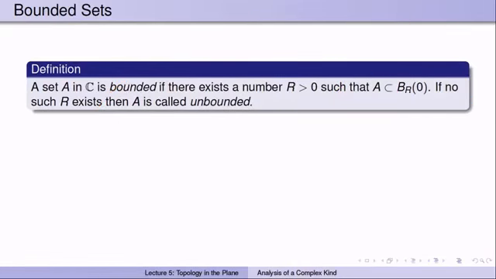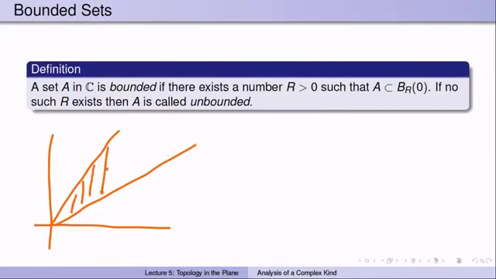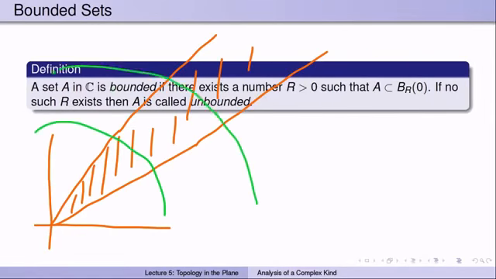On the other hand, a set for which I cannot find such an R is called unbounded. So what are examples of unbounded sets? Here's one example. Suppose I take 2 radial segments, and A is the set between these 2 radial segments. Well, that keeps going and going. No matter what radius I choose, I'm just not going to capture it all because it just keeps going. So this set will be an example of an unbounded set.